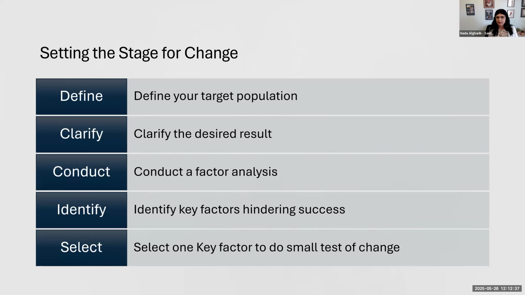We do a factor analysis, which, if you attended previous sessions, you're probably familiar with, but I'll get into an example about factor analysis. Basically, it's what's helping to achieve the results and what's hindering the results. We pick one key factor that we believe is hindering the success or the desired result. And then we select this factor to do small tests of change.